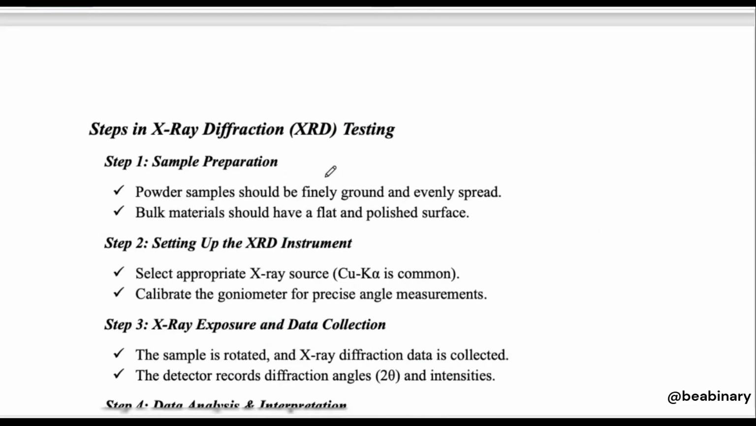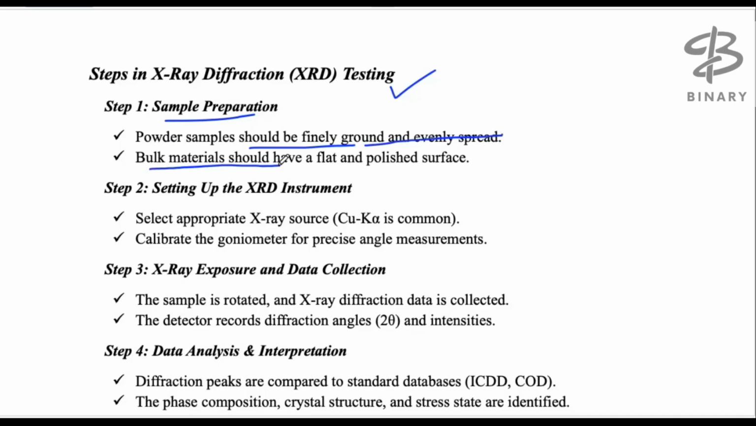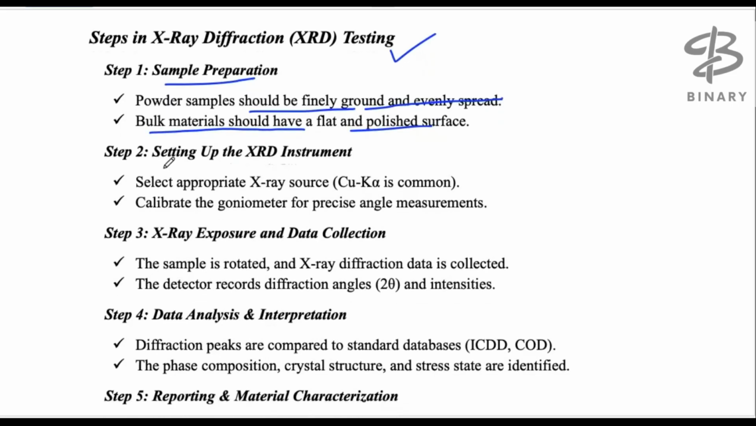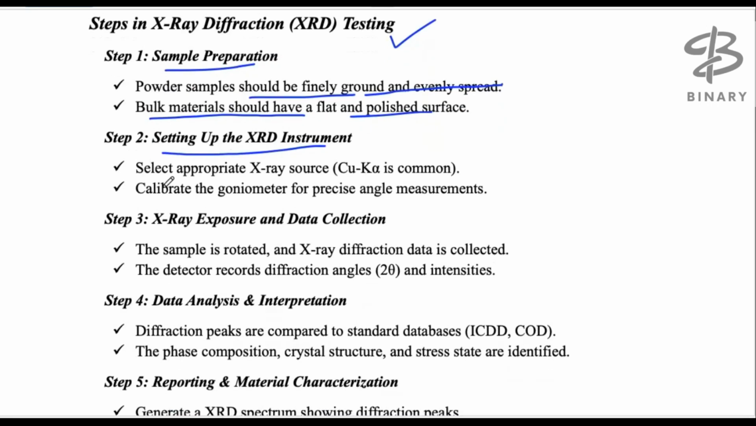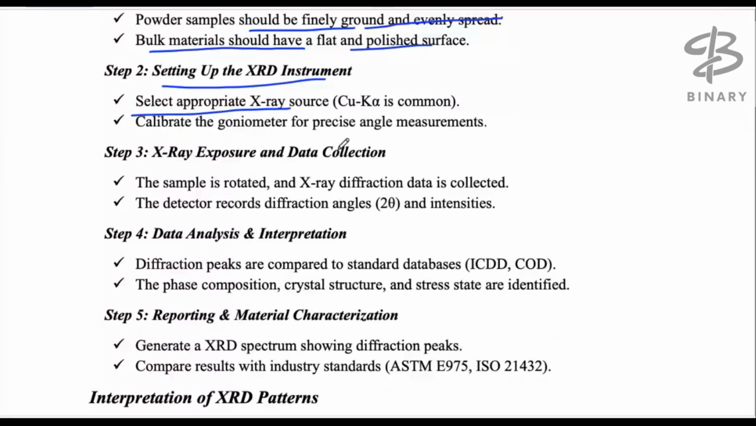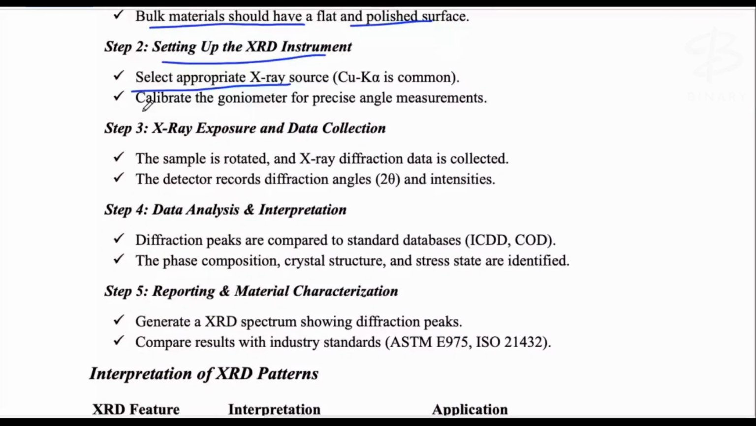Okay, what is important is the steps. The first one is sample preparation. The powder samples should be finely ground and evenly spread over the holder. Bulk materials must have a flat and polished surface. The second step is setting up the XRD instrument, where we select the appropriate X-ray source to generate the X-ray, and calibrate the goniometer for precise angle measurement.